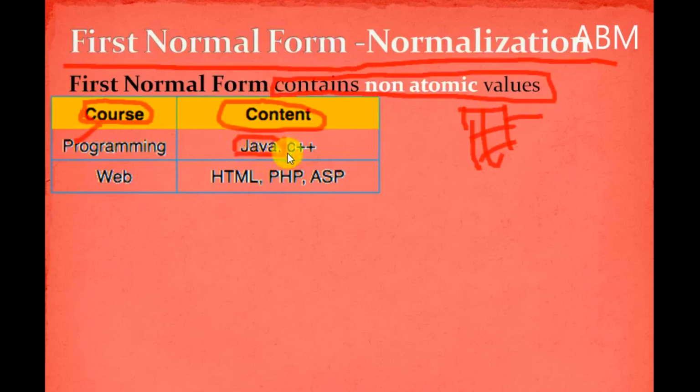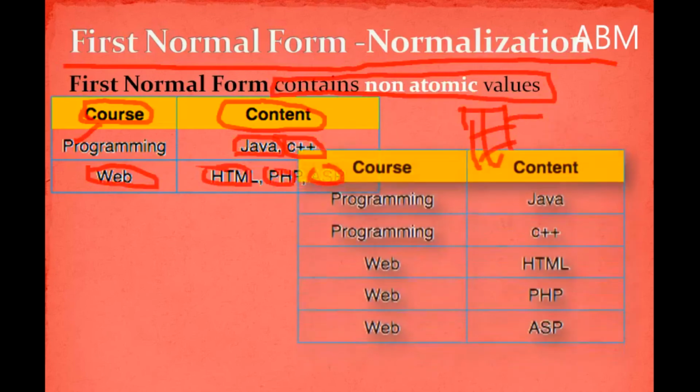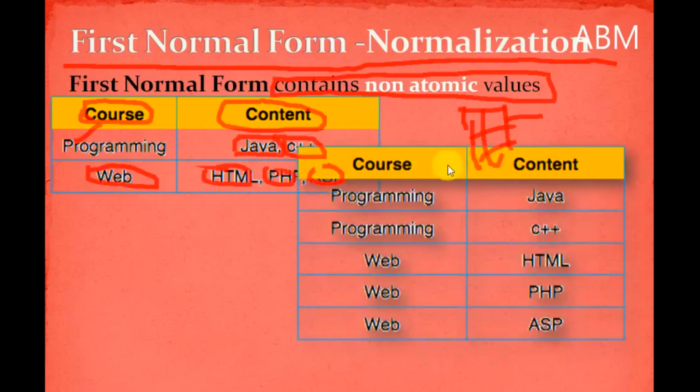It contains Java, it contains C++. And also in the web you can see that it contains HTML, it contains PHP and also ASP. Then you can see here that the table contains more than one value in only one tuple, which is the repetition, or you can say these values are not atomic. Then you can see after coming into the first normal form.